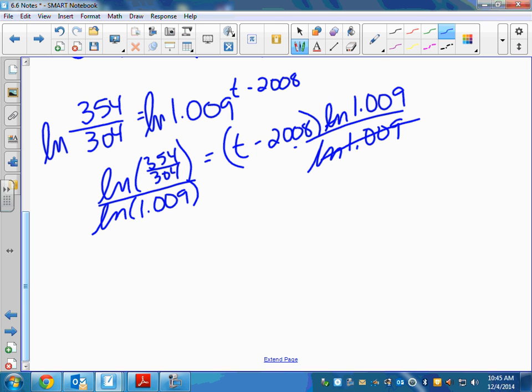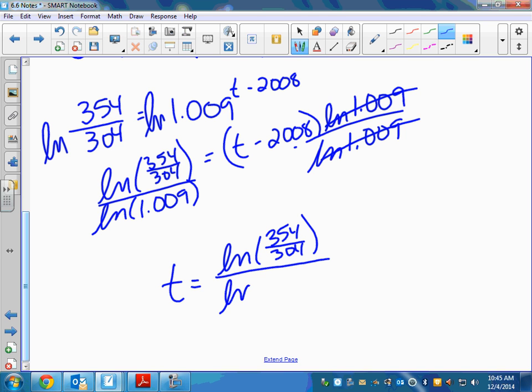That takes care of this. And then what else would I need to do? I'm going to have to add 2008. So I think my final answer would be ln of 354 divided by 304 divided by ln of 1.009. And then I'm going to add 2008. And that should give me a year that makes sense.